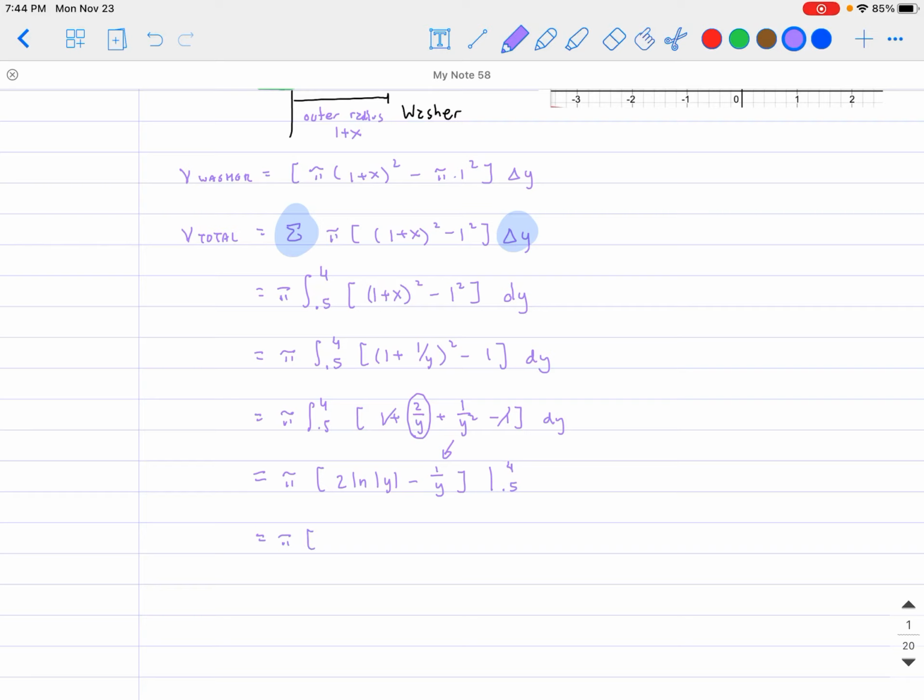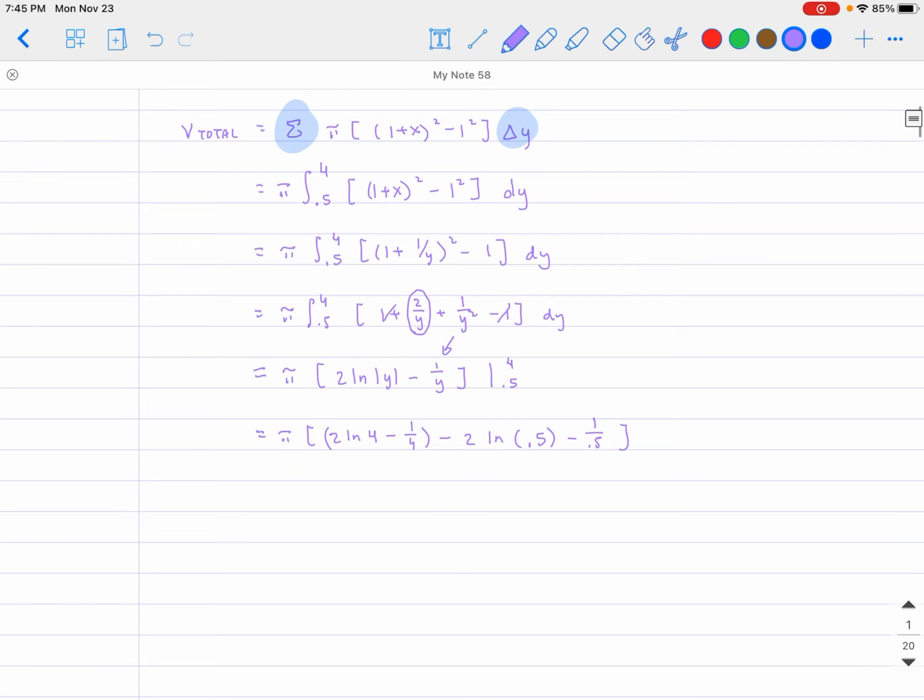Plugging in the upper bound, I see 2 multiplied by ln of 4 minus 1/4. And then minus for the lower bound, same thing. So it's going to be 2 multiplied by the ln of 0.5, and then we have minus 1 over 0.5. Okay, let's clean this up a little bit more. This is just a lot of trimming work.